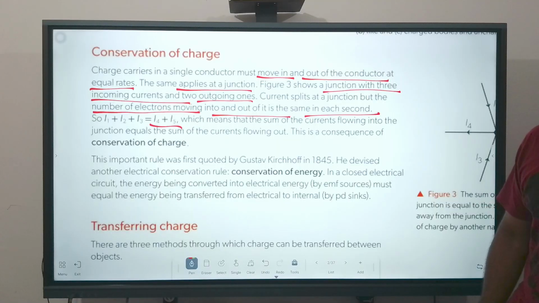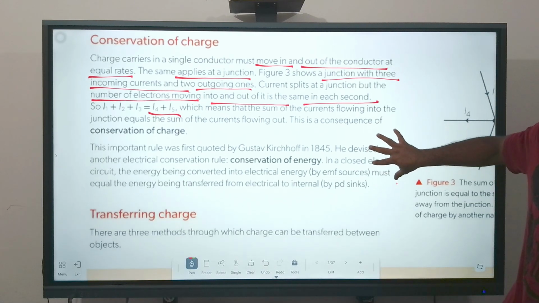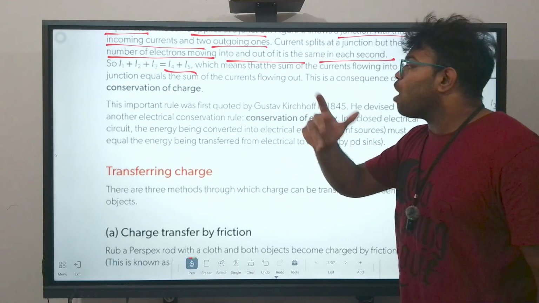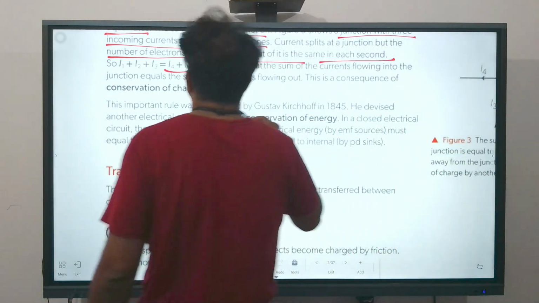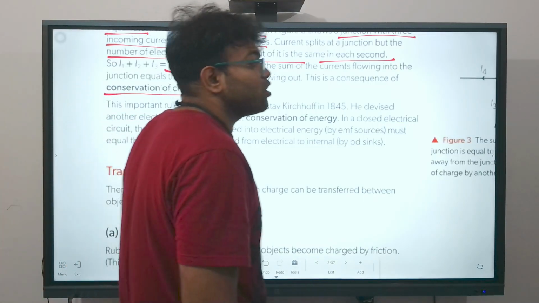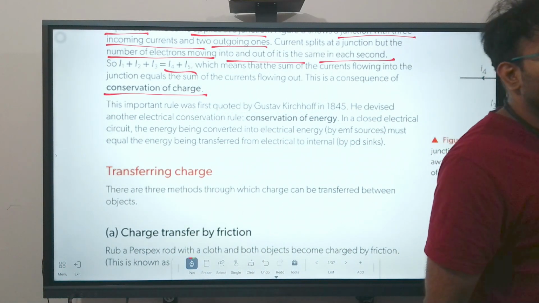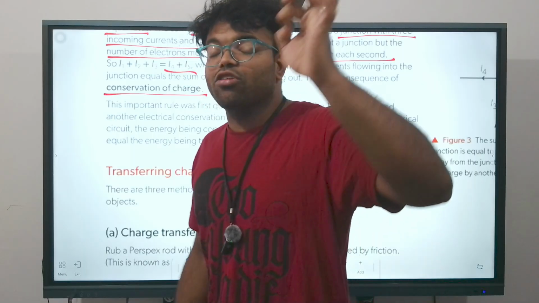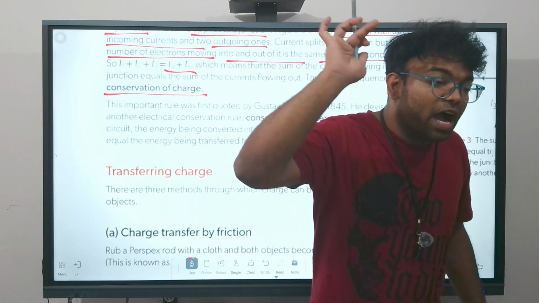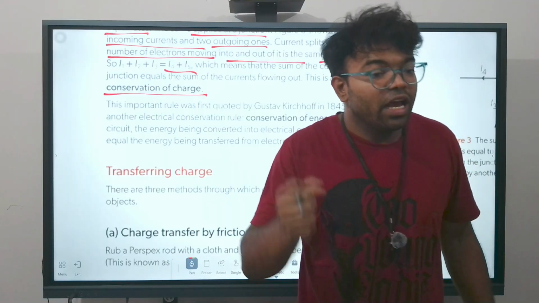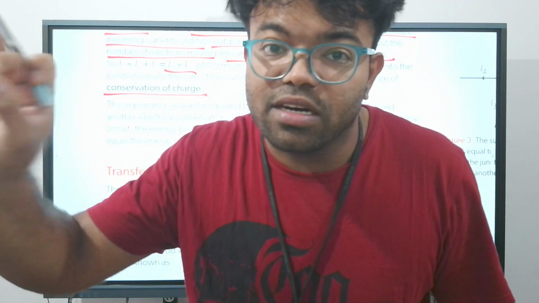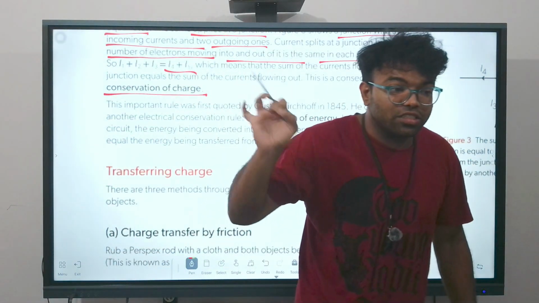Clear? Now, which means that the sum of the current flowing into the junction should be equal to the sum of the current that is flowing out of the junction. This is a consequence of conservation of charge. Understood? This is what we call conservation of charge. Charge can neither be created nor be destroyed as it is flowing across a junction. Across a junction, the amount of charge that is flowing will always be conserved. Understood?